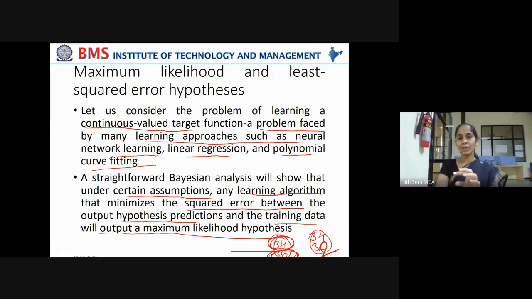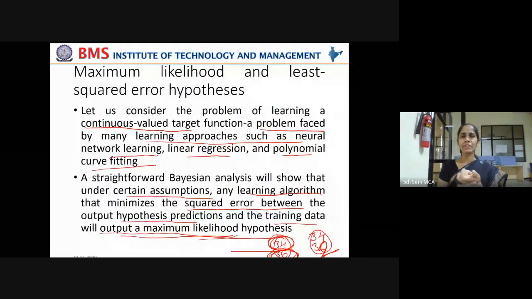So the squared error is 4 here. Now, our objective, or any machine learning model's objective, should be to minimize that squared error between the output hypothesis prediction and the training data output. When it reduces that squared error, that will give us the maximum likelihood hypothesis. I'm repeating again, whenever a learning algorithm makes some prediction and you find the squared error of this prediction, that is the difference between the prediction and the actual training example's output, square it.